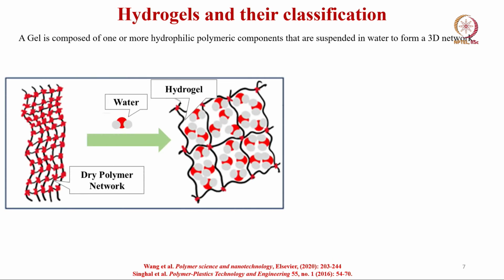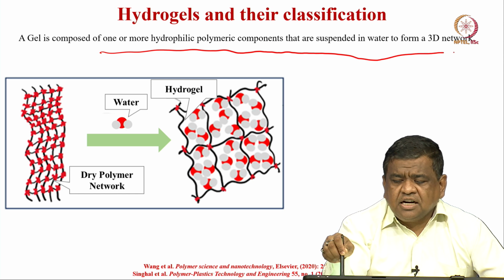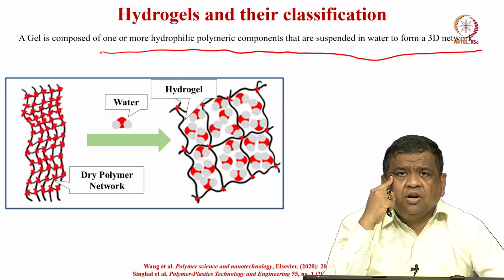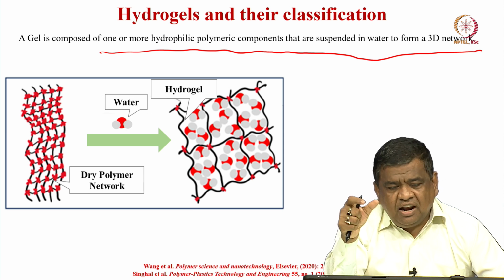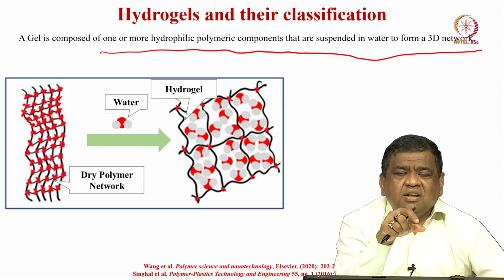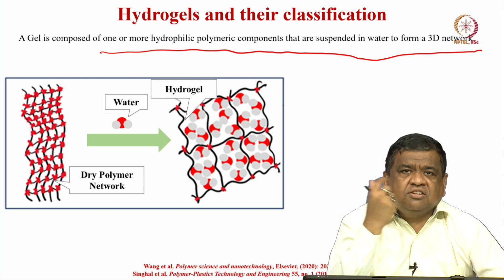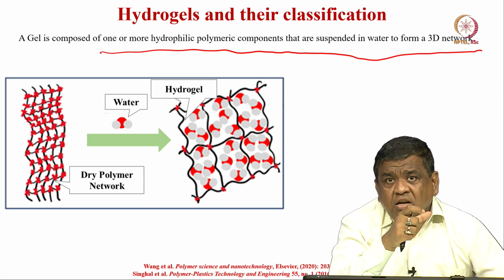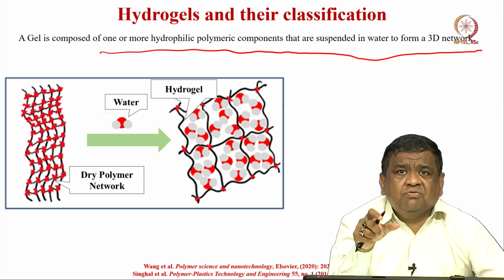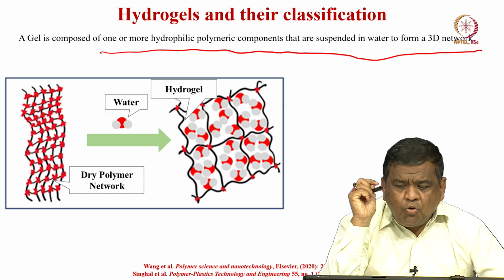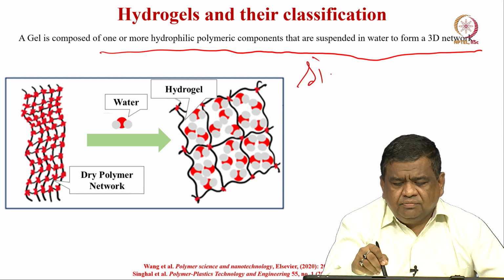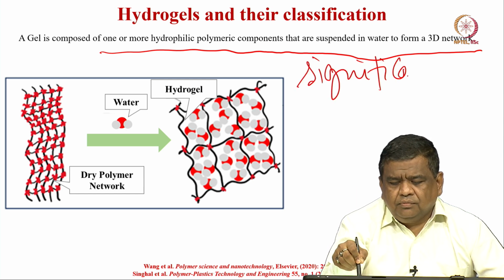A gel is composed of one or more hydrophilic polymeric components that are suspended in water to form a 3D network. Hydro means something related to water. So, gel is not a solid material, but more like a viscoelastic material. It is not a fluid like water, but it is a viscous fluid, and at the same time it has significant water retention capacity.